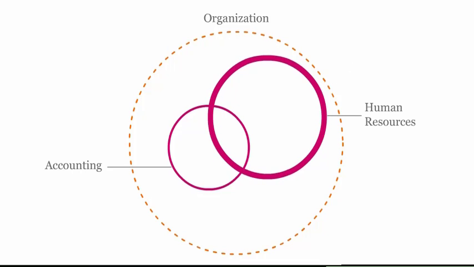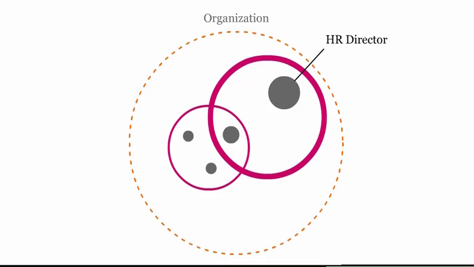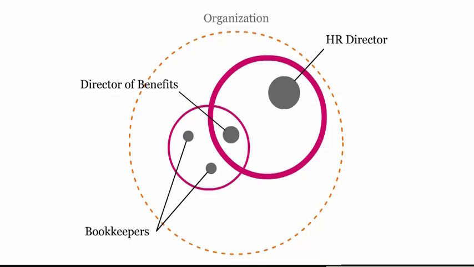Smaller, solid circles represent employees. The larger the circle, the more influence and decision-making power that person has. In this case, the HR director has the most decision-making power across the organization, and the bookkeepers have the least. The director of benefits is in the overlap between the two groups because they are considered to be part of HR and accounting. Straight lines show working relationships between employees.